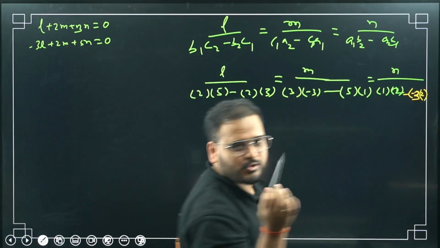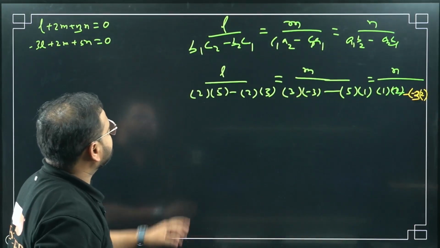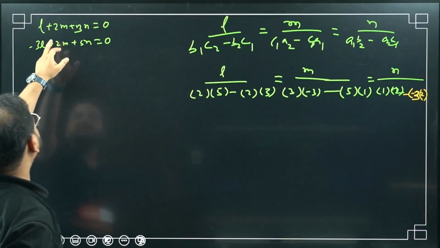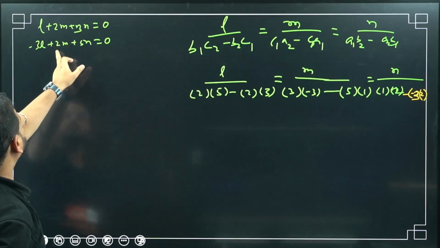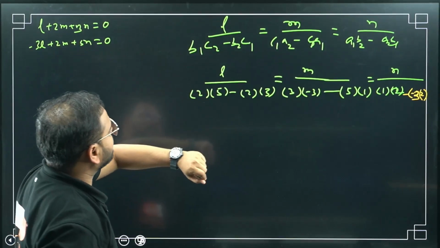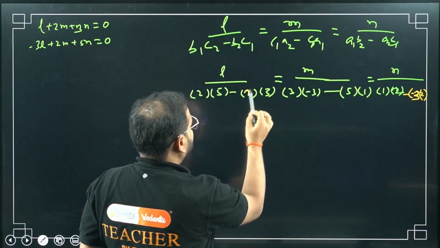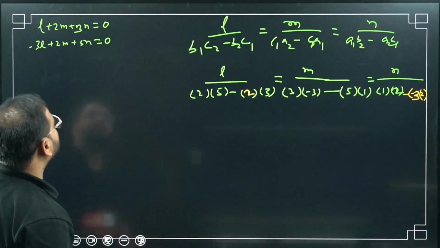I'll cross check once again just to make sure there is no mistake. B1C2: B1 is 2, C2 is 5, correct? B2C1: B2 is 2 and C1 is 3, correct? So this is 2 and 3. Great. What about M? C1A2, so C1 is over here.